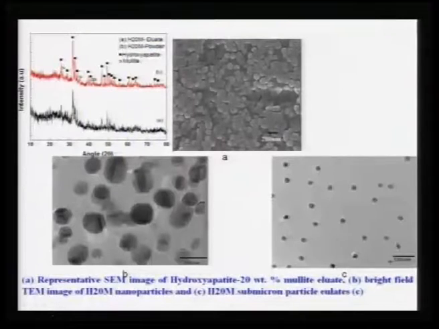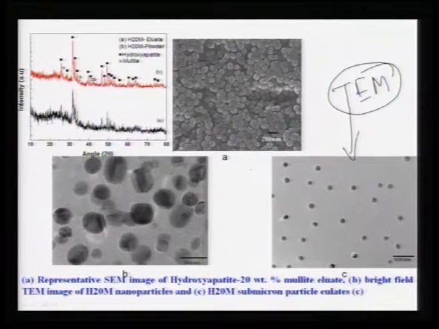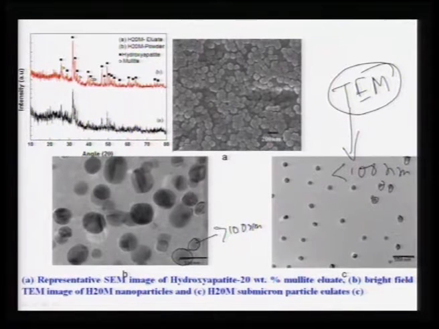This is the transmission electron microscopy image, a bright field TEM image, and you can see this is 500 nanometer, meaning individual particles are somewhere between 70 to 80 or 80 to 90 nanometer, which is less than 100 nanometer. Here, this is 500 nanometer, meaning individual particles are greater than 100 nanometer. So this is less than 100 nanometer, the other one is greater than 100 nanometer.